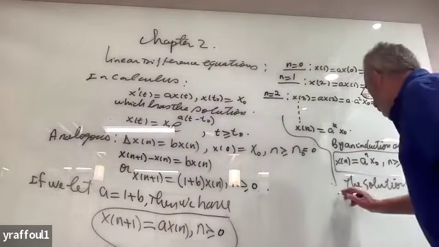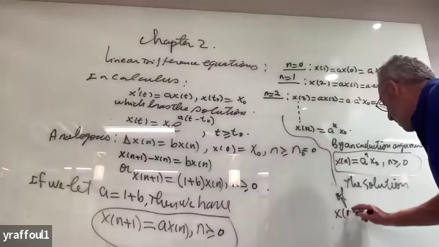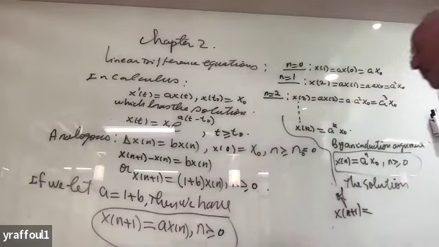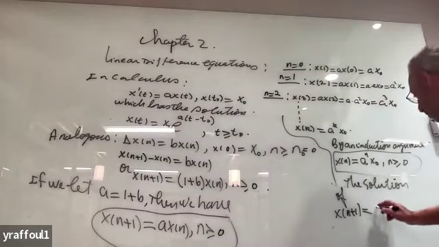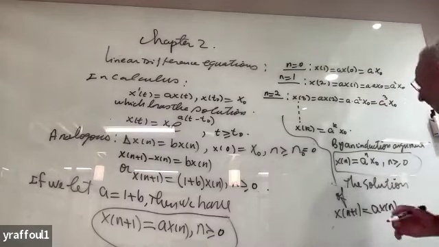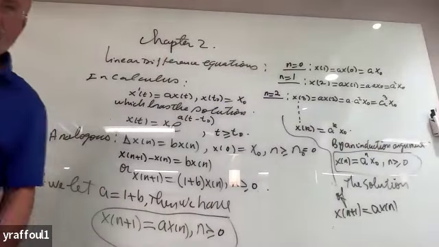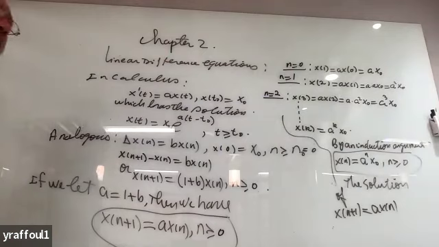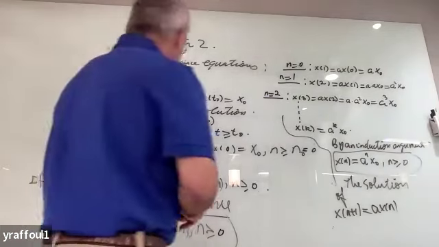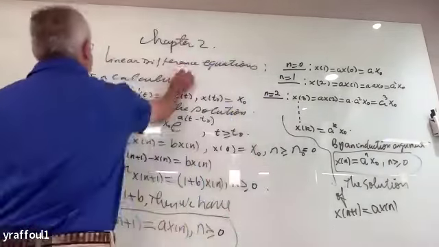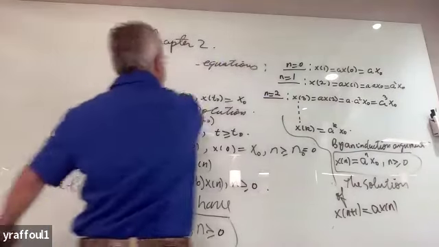That is the solution of x(n+1) equal to a xn. Okay? You can easily verify this. We can easily verify this.